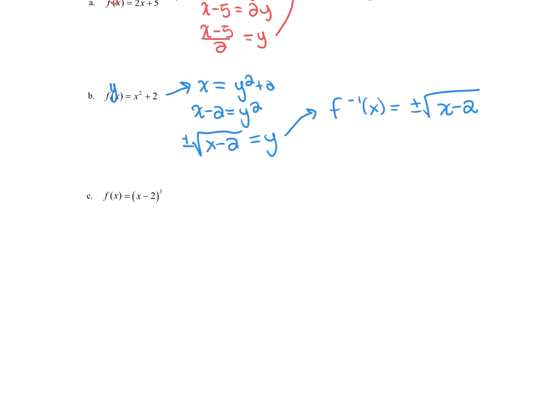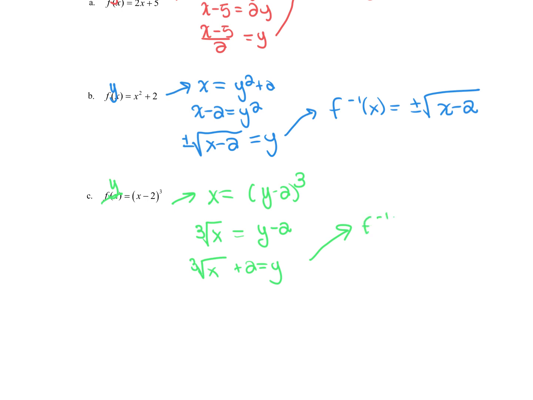Then the last one, this is called y. So I'm going to get x equals, parentheses, y minus 2, cubed. I can't get to the y. To undo a cube, you cube root it. So the cube root of x equals, when you cube root both sides, the cube root and the cube undo each other. And then you add the 2 over. To write my final answer, f inverse of x equals the cube root of x, plus 2.